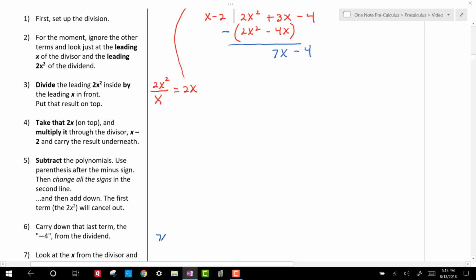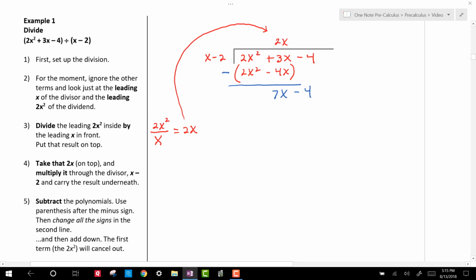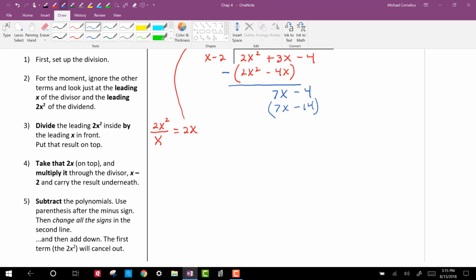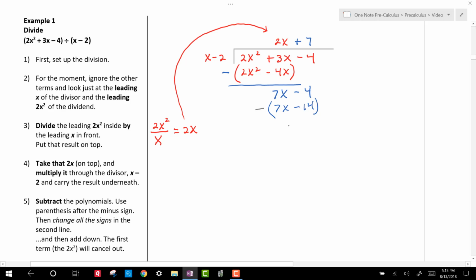We're taking 7x divided by x. Whatever's on the inside divided by whatever's on the outside, and that's going to give us 7. So this time we're going to be multiplying by positive 7. So here we go. 7 times x is 7x. 7 times negative 2 is negative 14. We throw some parentheses around this guy. And once again, we're going to be careful here. We need to subtract. 7x take away 7x is gone. But we now have negative 4 plus 14, which leaves us positive 10, which is our remainder.